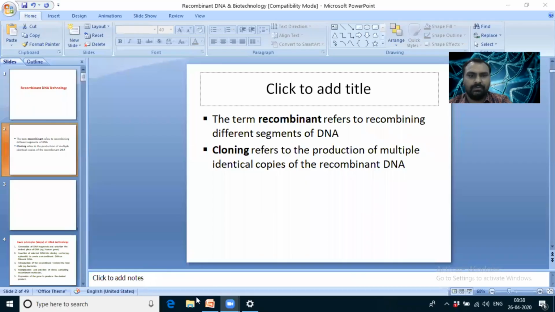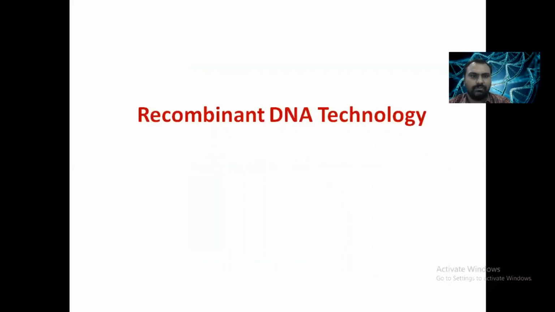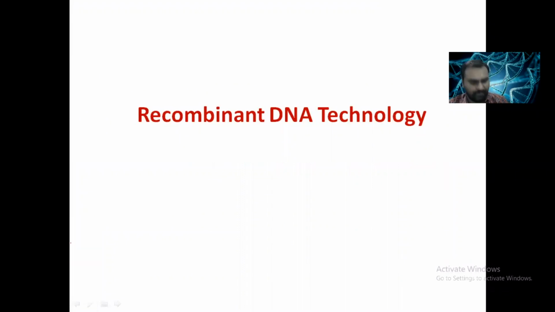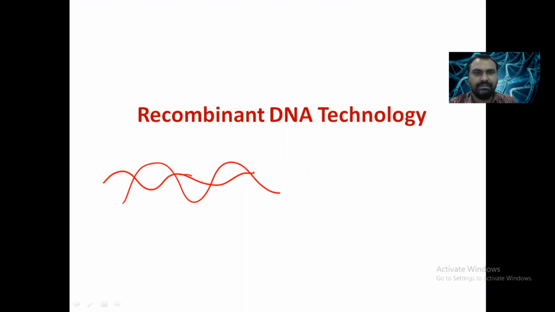Okay. So, what is recombinant DNA technology? Recombinant means combining different segments of the DNA, recombining the different segments of DNA. Suppose this is a DNA which has a nucleotide sequence that will produce the functional RNA. That nucleotide sequence is called a gene.